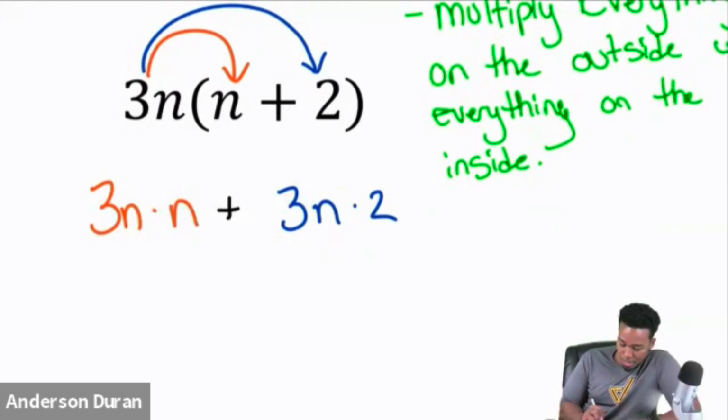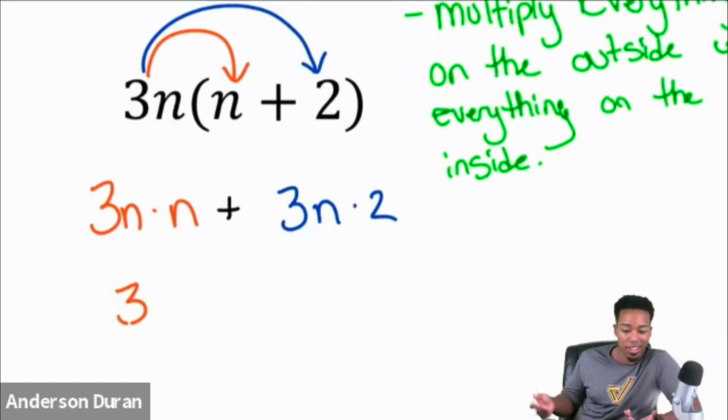Everybody, 3 times nothing there is just going to be 3, right? Because that's technically going to be a 1 there. So it's like saying 3 n's times 1 n, 3 times 1 gives you that 3. And then n times n, everybody, what's that going to give us? N multiplied by n is going to give us what? Yeah, n squared.